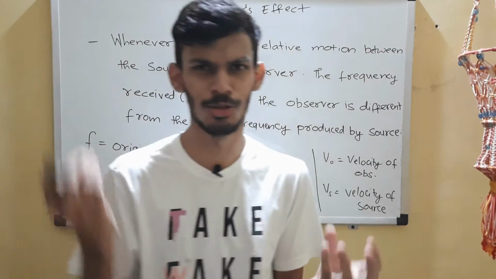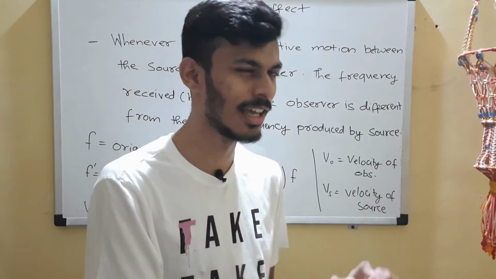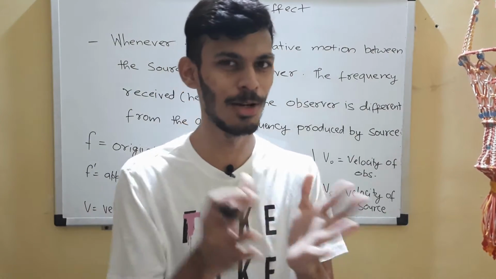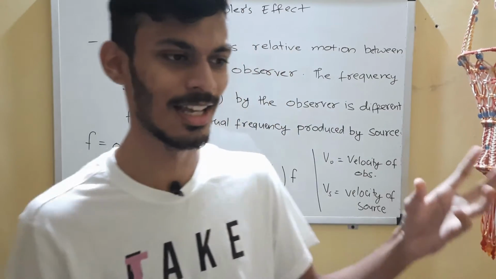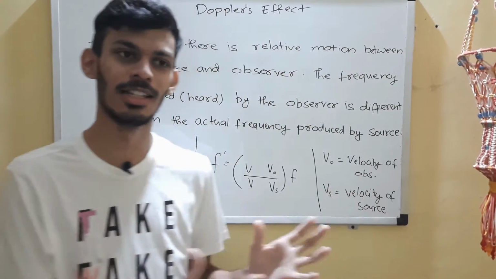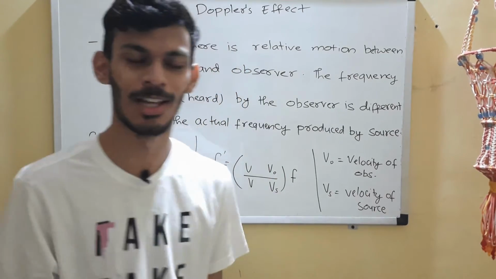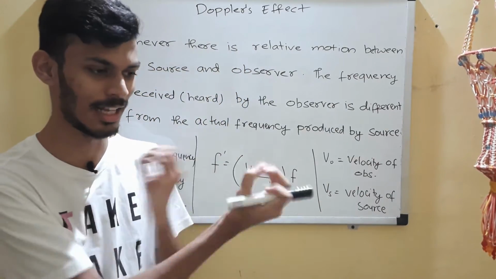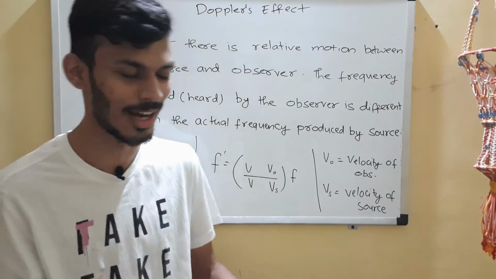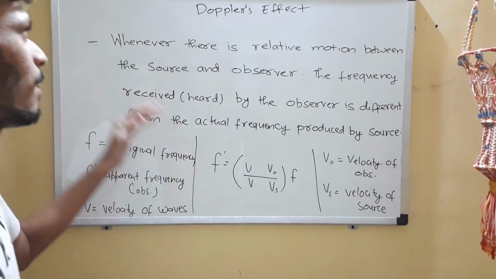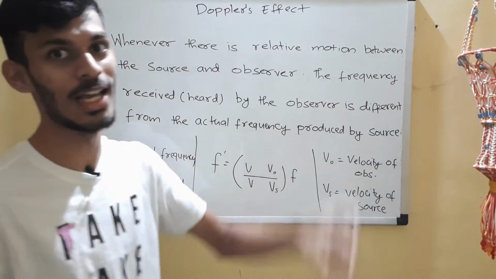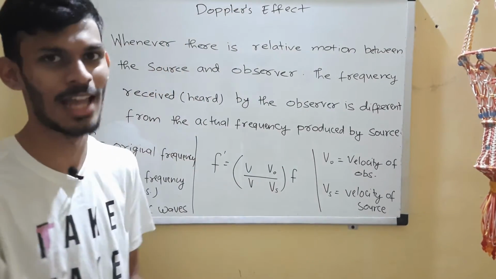Suppose you have the source and the observer sitting in a moving train. Will there be Doppler's effect? No, because although the train is moving, relative to each other they are not moving. They are sitting in a moving train. Relative to each other they are not moving, right? So Doppler's effect will not be experienced in that case. For Doppler's effect you require relative motion between the source and the observer.